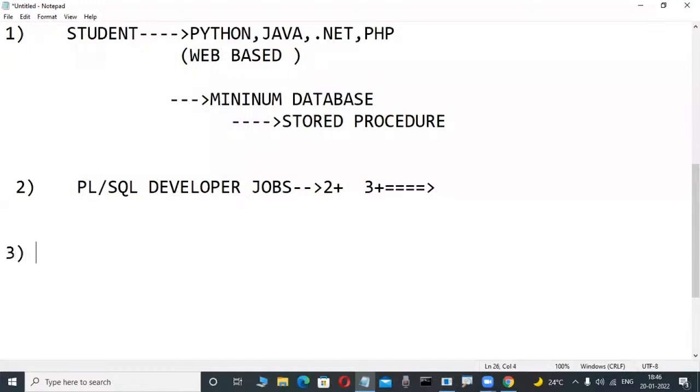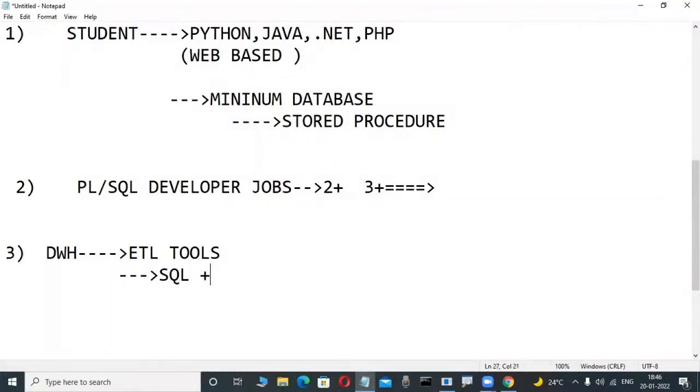Another type of persons: nowadays so many persons don't have very good coding knowledge, maybe non-technical persons, who want to move into software. In that case, one type of job is data warehousing technologies. In that, there are ETL programmers and reporting programmers. ETL means extraction, transformation, and loading tools. These persons need a little bit of SQL knowledge. PLSQL is not required, SQL knowledge only.